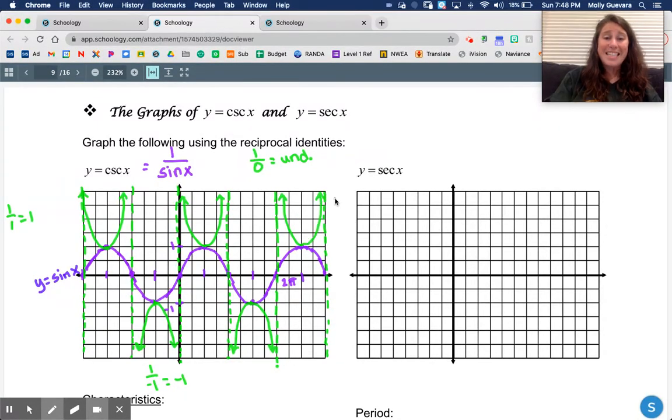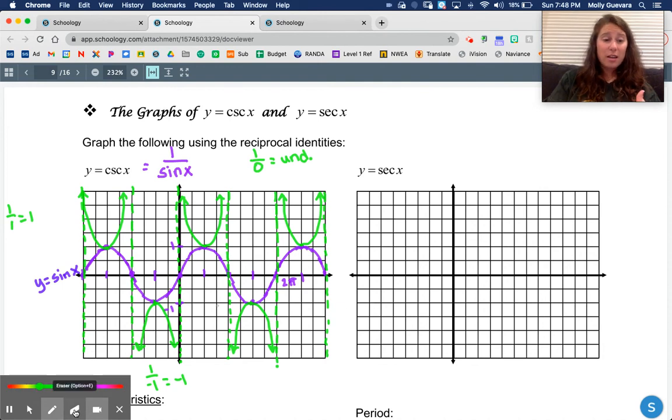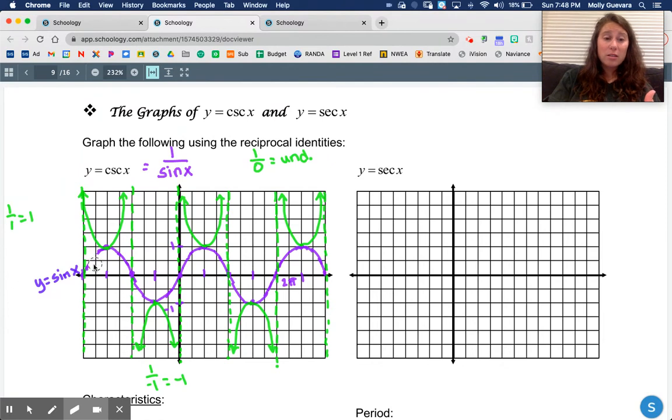Okay, so cosecant is just the green graph. What I do personally, if I'm asked to graph cosecant, is I graph sine, the peaks and valleys and everything, and then I erase sine. I don't want you to erase it in your notes, but just so I can show you, then you would go and erase these guys.